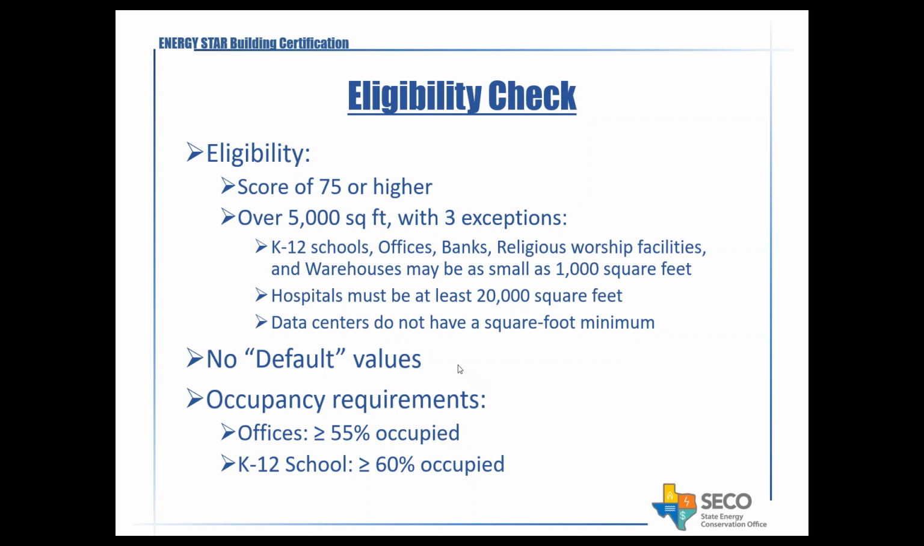As we mentioned earlier, we need to make sure that there are no default values for any of your building use details, and then there are some occupancy requirements as well, specifically for offices and K through 12 schools. You'll need over 55% occupancy for the offices and over 60% occupancy for the schools. And I think during COVID there were some exceptions for building occupancy, but I think the time duration for the COVID exceptions has expired starting this year.